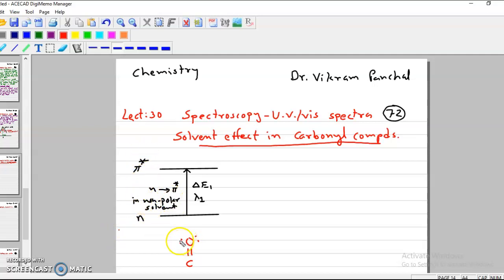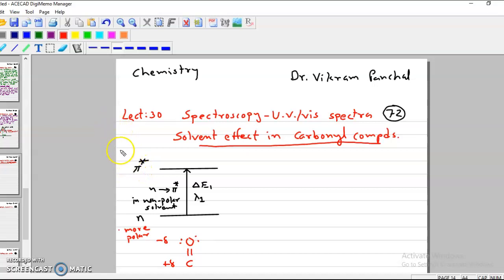The n orbital has a lone pair of electrons, and the electronegativity of oxygen is more than carbon. So oxygen is partly negative, delta minus, and carbon is partly positive, delta plus. So we can say the n state is comparatively more polar than the pi star state. This is less polar.